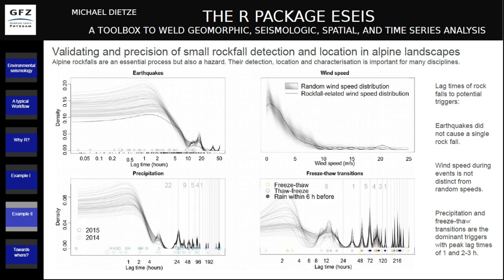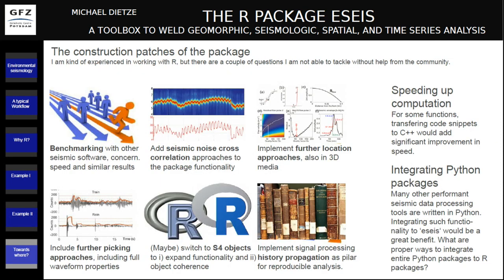We also get a really precise timestamp on it, on the order of a couple of seconds. And this allows us to temporally link rockfall activity patterns to sources like earthquakes, wind speed, freeze and thaw transitions, and precipitation, and calculate the lag times between these. And then just to get the relative influence of these driving factors.